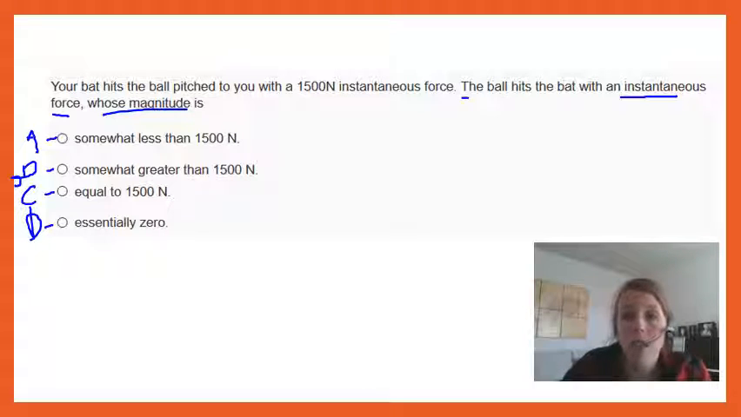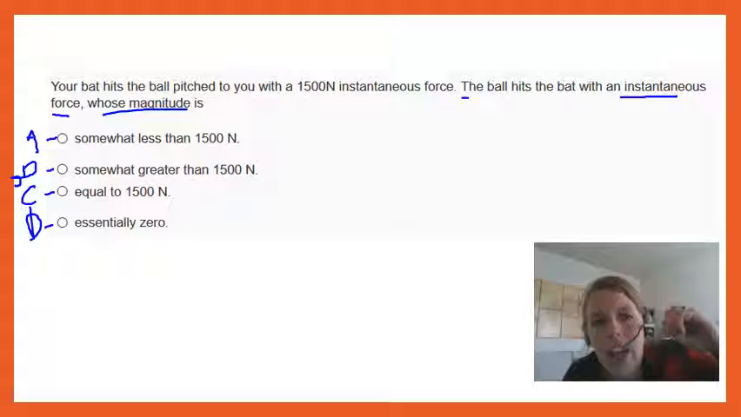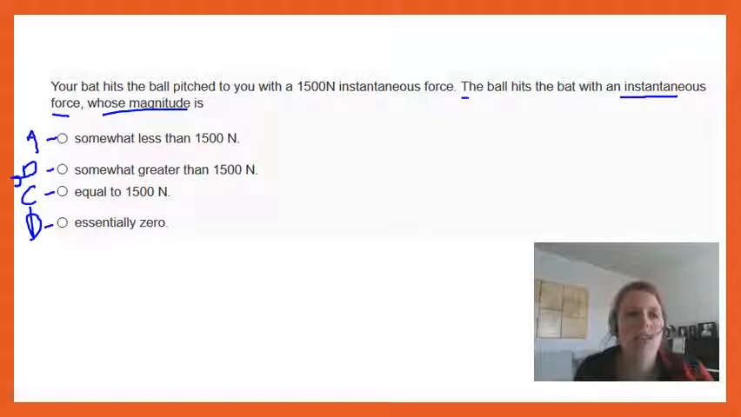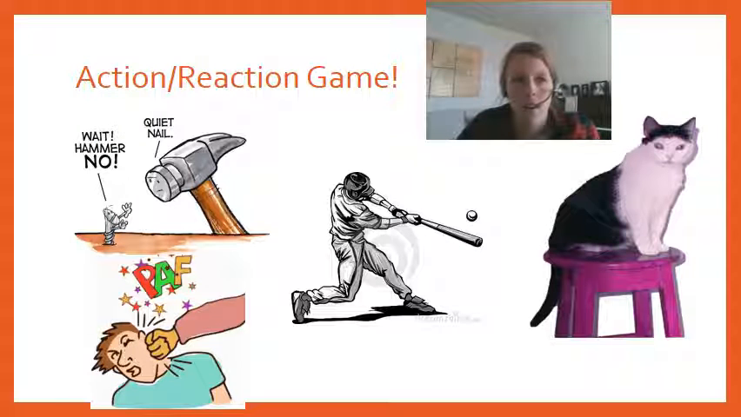All right, well, I've told you again and again that Newton's third law says that when there is an action, there is an equal and opposite reaction. So it is equal. I hope it makes good sense that it is equal, 1500 newtons. We could take a moment to look at this action-reaction game, talk about equal and opposite. We just talked about this one here, the nice baseball bat.